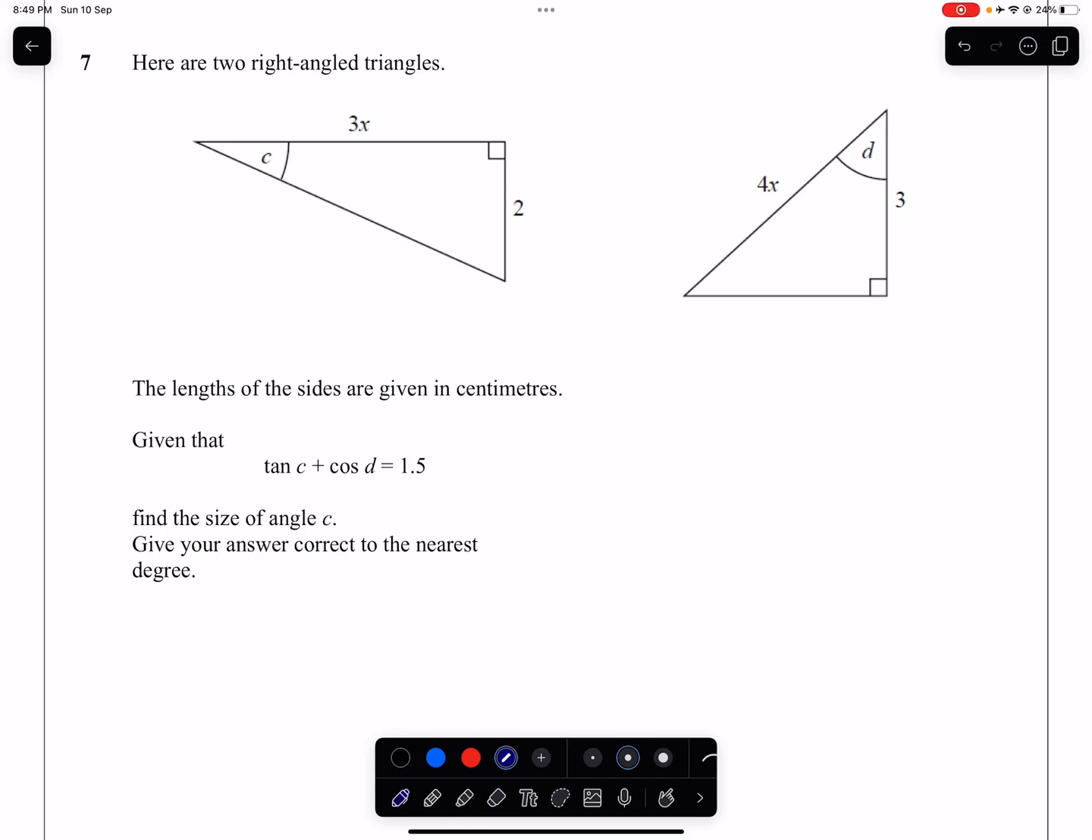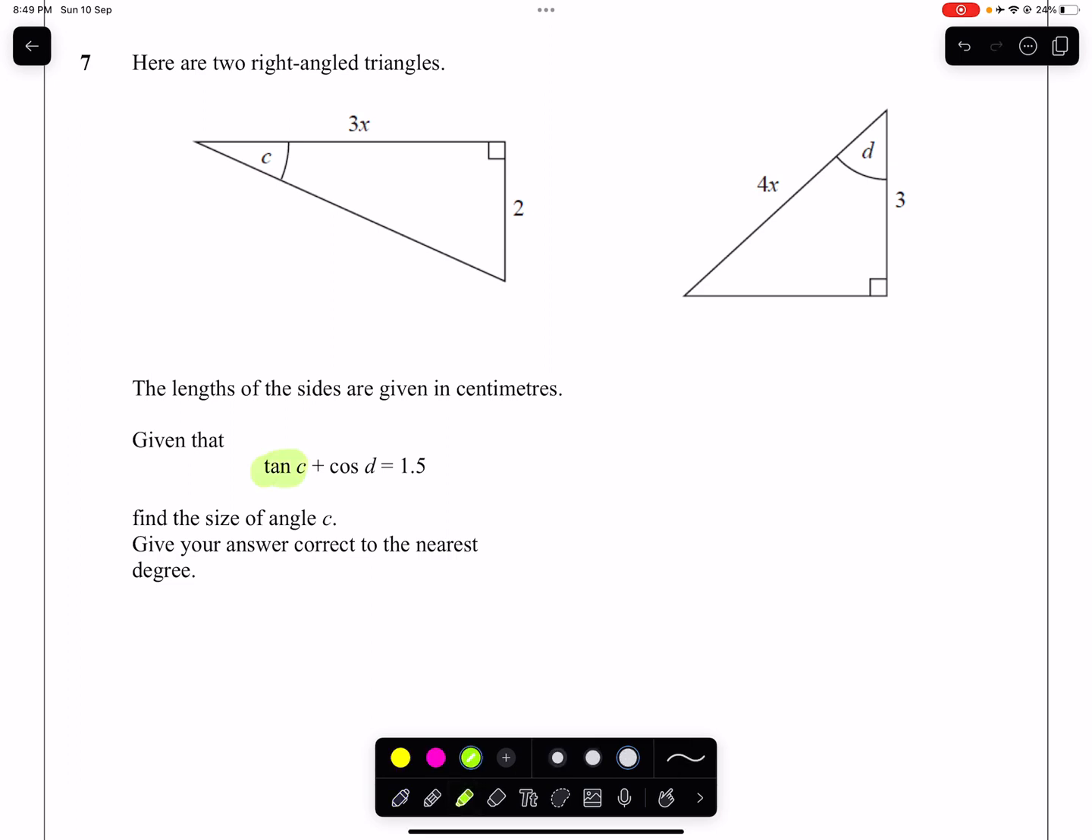Question 7. Here are two right angle triangles. So the first one, we've been given an angle of C and we have two of the lengths as 3x and 2. And in the other triangle, we've been given an angle as D with two lengths 4x and 3. We are told all the lengths are in centimeters and we've been given the following statement.